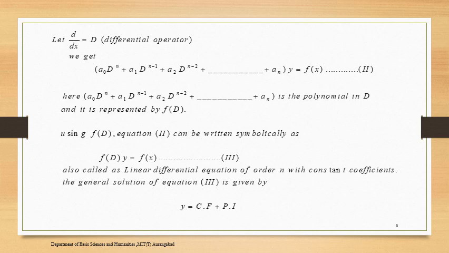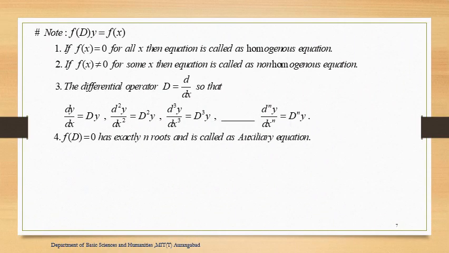So what is meant by solution of differential equation? The relation between dependent and independent variable that satisfies the given differential equation and contains arbitrary constants equal to the order of the given differential equation is called the solution of the differential equation. The linear differential equation can be written as f of D y is equal to f of x.